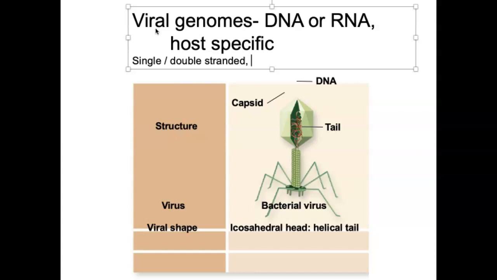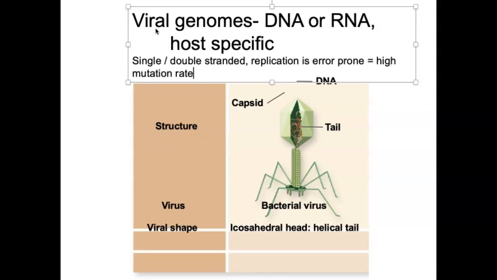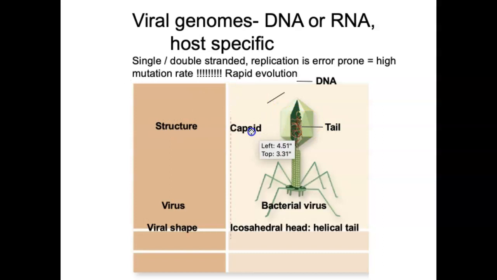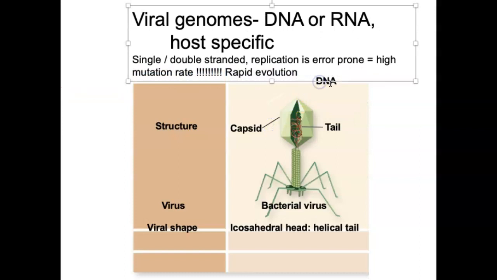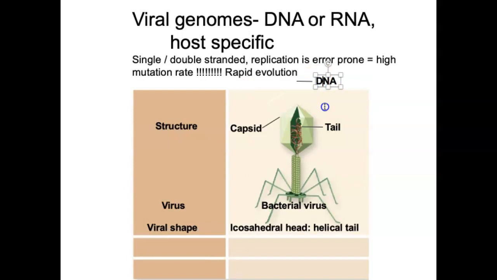And when it goes through replication, it's pretty error-prone. This leads to a high mutation rate. So, bing, bing, bing, bing. You know what that means? Viruses often have a rapid evolution. They can change and evolve quickly. That is the tough part about viruses, is that those suckers don't play by the normal rules, and they can change and evolve on us, and next thing you know, you're like, oh, not good. So everything's off balance here. Sorry about that, but I definitely wanted to make sure you guys get these key points about viruses.